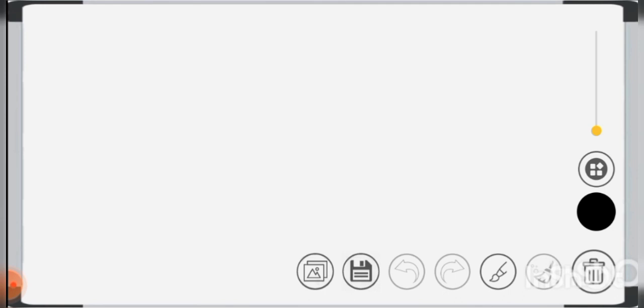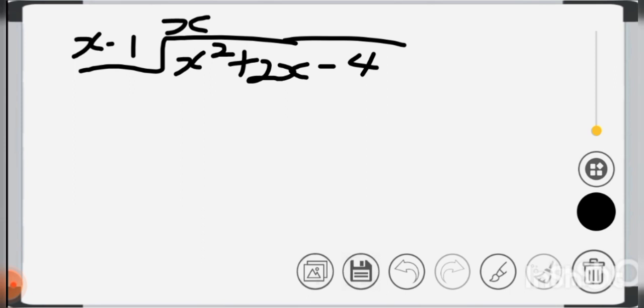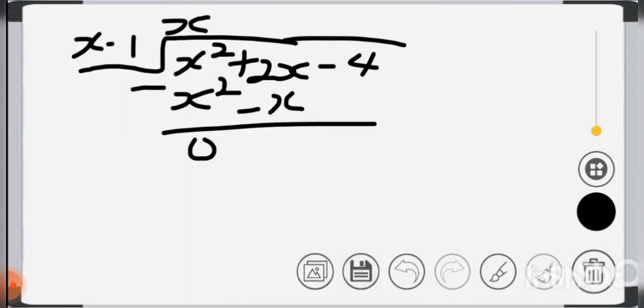Okay, let me just write on that page. Already multiplied by x. We have x minus 1 times x, which is x squared, plus 2x minus 4. And now I will just multiply, I have x squared minus x. Now subtract that: it is 0 plus 3x minus 4. Yes, I will do it.